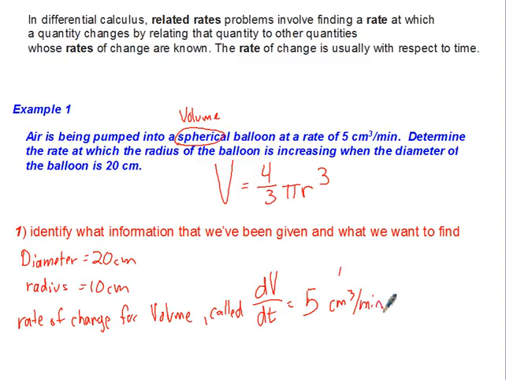Okay? What do I want? So this is all the stuff I was given, correct? It says determine the rate at which the radius of the balloon is increasing. So they want to know the rate at which the radius is changing. Does everybody see that? So we want the rate of change for radius.